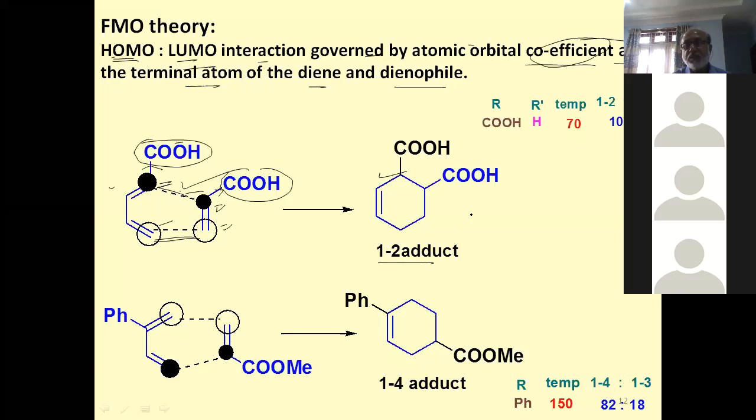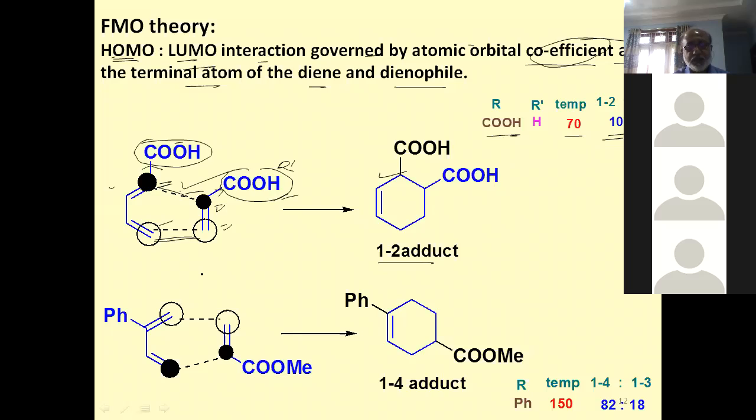This is what we see from the earlier data. R is COOH and R prime is H, because in general it was given as R prime. So R prime is H here, at a temperature of 70 degrees, the 1-2 adduct is 100% and the 1-3 is 0. So the data tells us that.